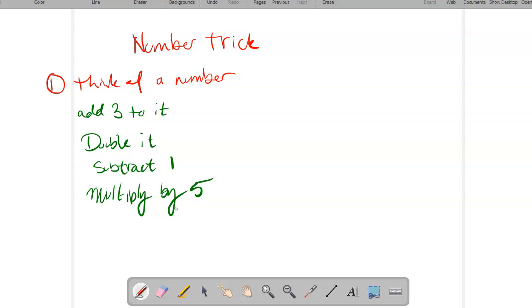A nice trick for multiplying by 5 is you could cut it in half and multiply by 10. You could, I don't know, if you like that. That's how I always do it. All right, so multiply by 5. Now I'm going to have you subtract from this 25.